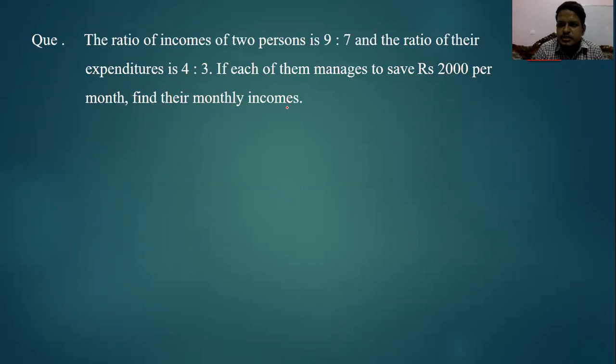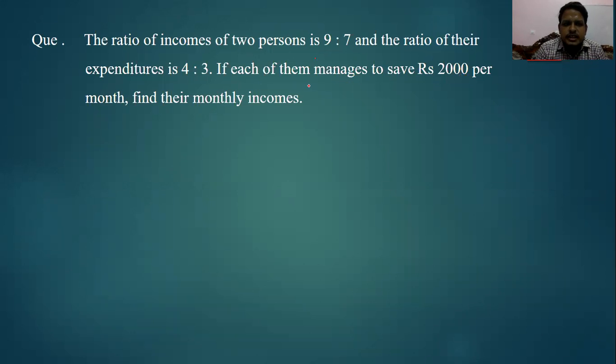There are two persons. Their ratio of income is 9:7 and the ratio of their expenditure is 4:3. At the end of the month they are able to save 2,000 rupees per month. And we have to find out the monthly income of both the persons.